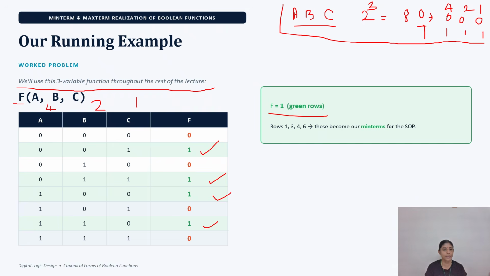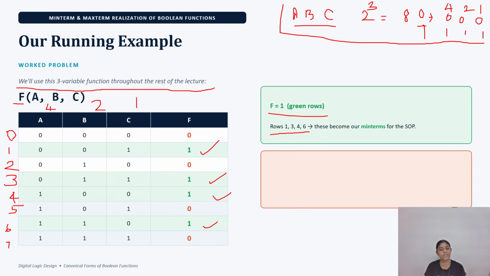Where it has 0, 0, 1, what is the decimal value here? This is 0, 1, 2, 3, 4, 5, 6 and 7. Okay, so check here. 1 has 1, 3 has 1, 4 has 1 as well as 6 has 1. The way I represented it is rows 1, 3, 4, 6. These become our minterms for SOP.